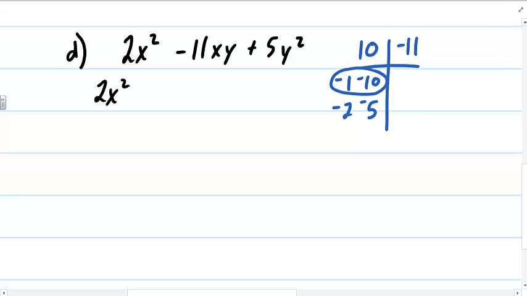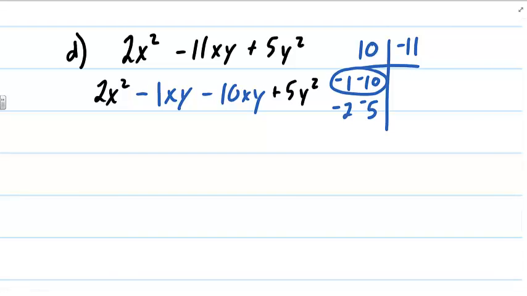Your 2x squared stays. Drop these guys in. Remember, they're not just x's now, so it's going to be minus 1xy. Don't really need the 1 there. And minus 10xy. And then plus 5y squared. All right, group them. Oh, and right before I did that grouping there, I realized that I have to slash and dash that thing. I got to change it. So we group right there also.